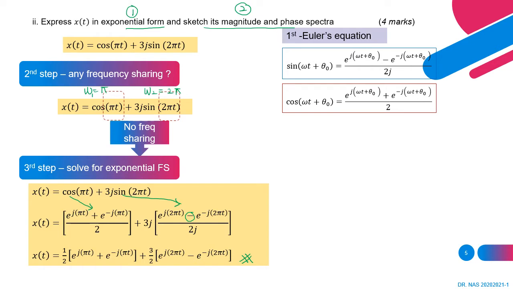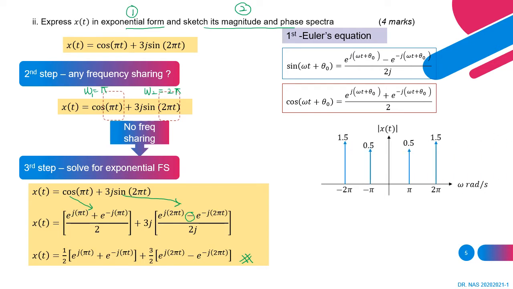Then once you have the equation in exponential form, you can sketch the magnitude of the signal. For positive pi, you have amplitude of 0.5, negative pi also 0.5, and then at 2 pi and negative 2 pi, both have magnitude 3/2 or 1.5. This is the magnitude. Although here it is negative, this is the modulus, so you have all positive amplitudes.